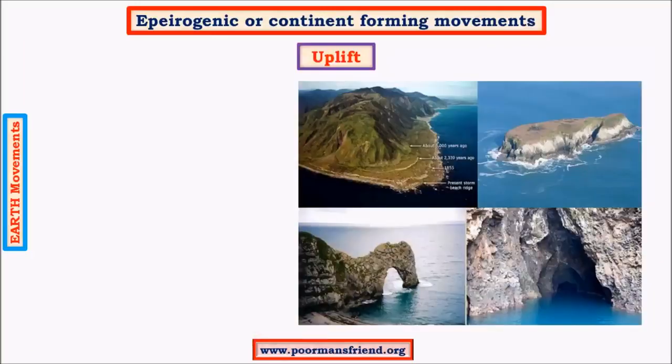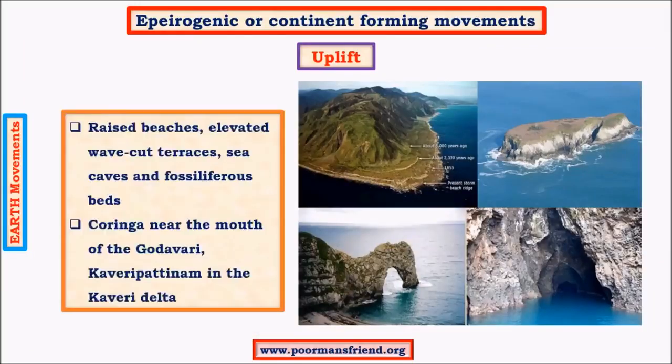In the epeirogenic movement, the first one is upliftment, and there are various examples of upliftment. These are called raised beaches. Usually we see these near the coastal areas. And then we have terraces, fossiliferous beds, and sea caves. All these are examples of uplifted landforms. When you take this as the earth and this as the center of the earth, the movement happening away from the center is called upliftment. So this is the radial movement acting along the radius of the earth.